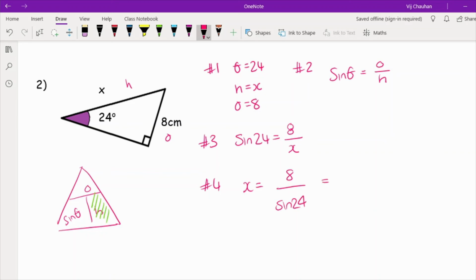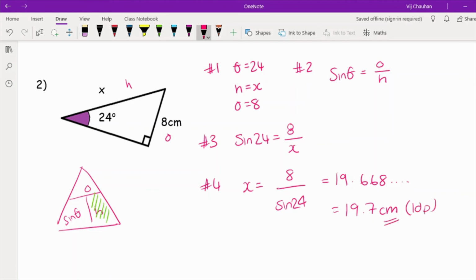So going back to this particular question, x is going to equal 8 over sine 24, and if I type that into my calculator, 8 divided by sine 24, I'm going to get an answer of 19.6687, which coincidentally is the exact same answer as question 1. And it is just a coincidence.